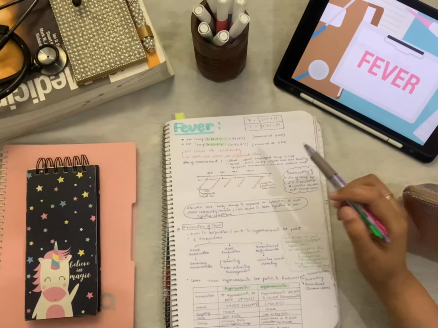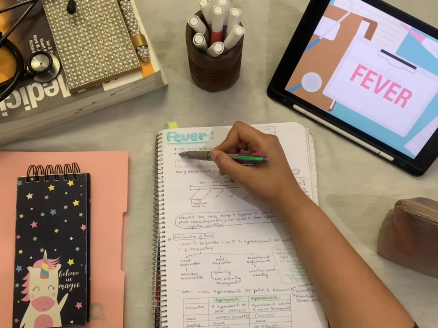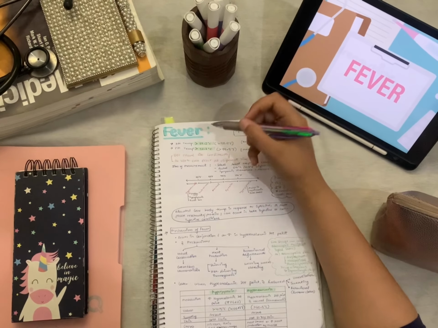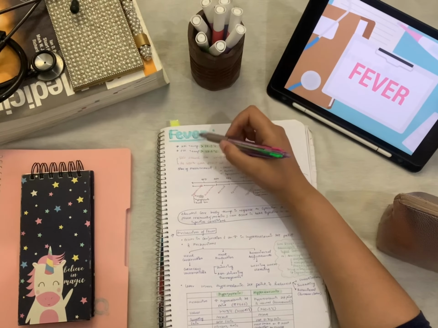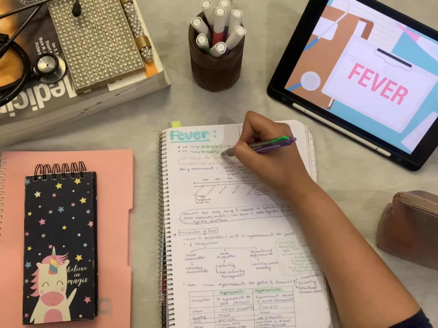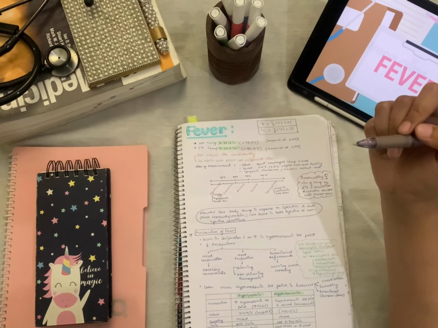Fever is defined in two parameters: first as AM temperature and second as PM temperature. An AM temperature of more than 37.2 degrees centigrade, which is measured at 6 AM, and a PM temperature of more than 37.7 degrees centigrade, which is measured at 4 PM, is considered as fever.